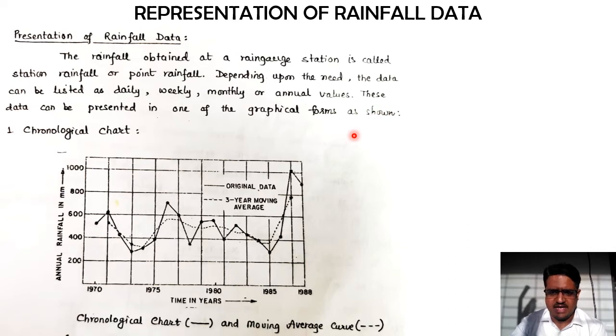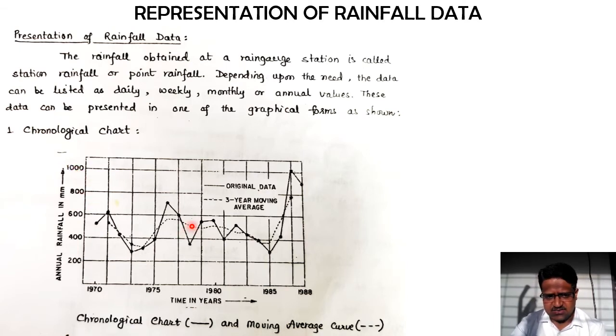We have numerous ways in which we can do that, but the first one is the chronological chart. In this chronological chart, the x-axis is time and the y-axis is annual rainfall. Here it is not cumulative, it is just annual rainfall. The years here are 1970, 1975, 1980, 85 and 88, whereas the annual rainfall is 200 mm, 400, 600, 800 and 1000 mm.